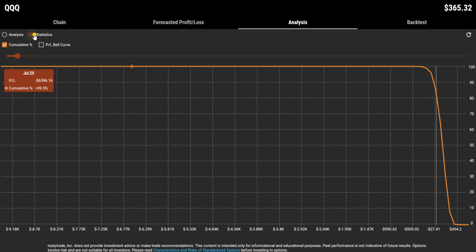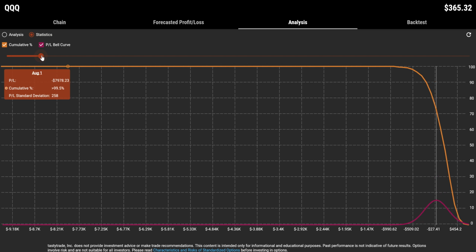So now I clicked the statistics portion of the analysis tab here, and you can see that you have this orange checkbox for cumulative percentage and the P&L bell curve, which is this magenta color. So the magenta color gives you a bell curve for where your option strategy will be on a particular date. So if I move the slider to the right, you can see that this date moves up in time, and as I do that, this bell curve gets wider and wider because as time goes on, the Qs can move further in one direction or the other.